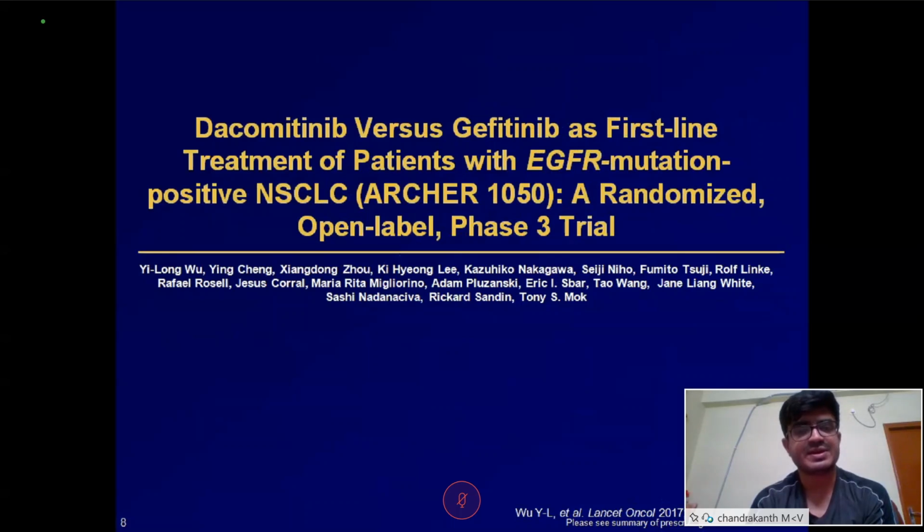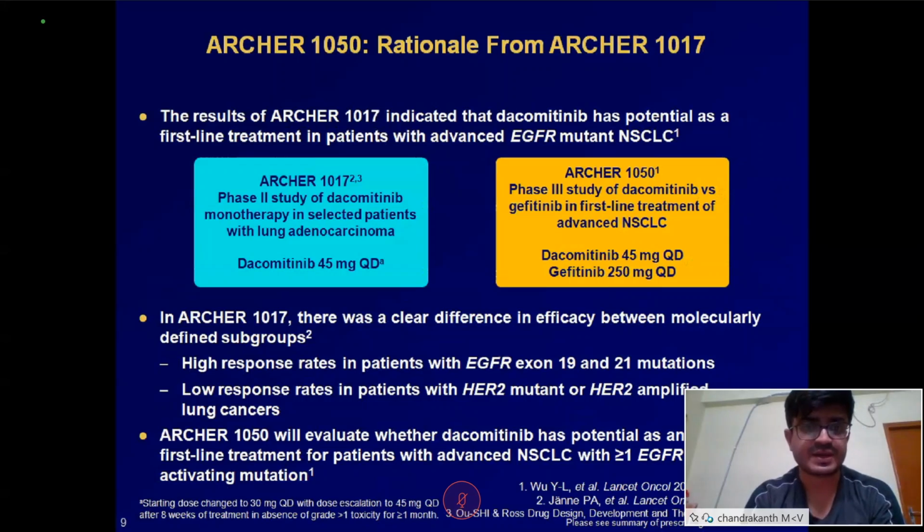So this is a trial where you have a head-to-head comparison of a second-generation irreversible HER2 or pan ERBB blocker, that is dacomitinib, versus gefitinib, which is a first-generation reversible EGFR blocker, and this is a phase 3 randomized trial. And you can look into the phase 2 study, which was named Archer 1017. It was basically a phase 2 study where dacomitinib was used as monotherapy in selected patients with adenocarcinoma.